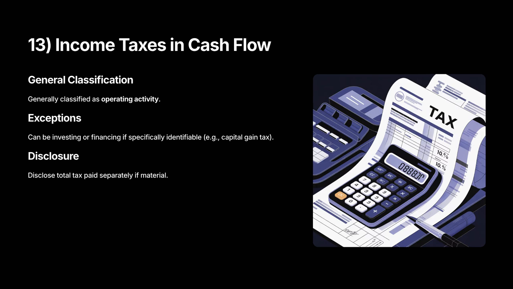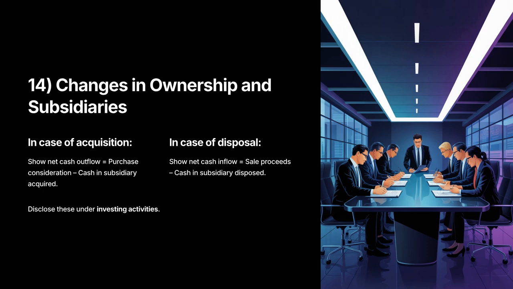However, if the tax is clearly attributable to investing or financing activities, for example, tax on a capital gain from asset sale, classify accordingly. Disclose total tax paid separately if it's material. That's it.